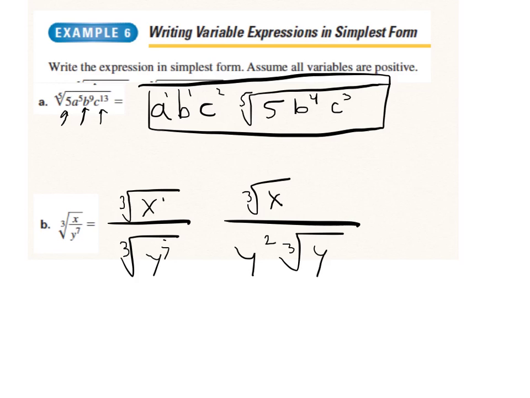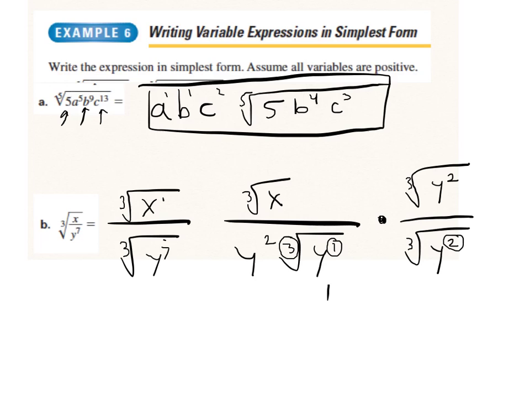Now here's the issue. Normally with square roots, we just multiply by the same square root in order to rationalize the denominator. But now we need 3 versions of y underneath the radical. So I've got y to the first, and I need this exponent underneath to be a 3. So when I multiply and rationalize the denominator, I need the cube root of y squared and the cube root of y squared, not just the cube root of y. Because once I multiply these two things, they're going to end up with a y to the third. You have to make sure you account for that.